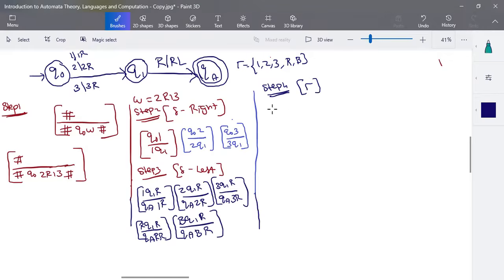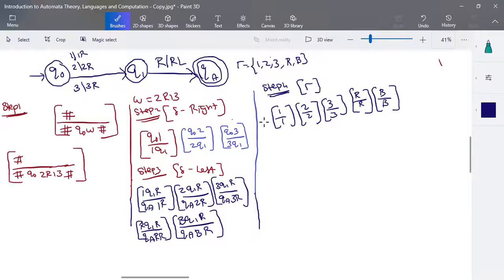Your tape symbols are these. When I have 1 in the tape, 1 1, 2 2, 3 3, and then, not 4, the digits allowed are 1 2 3, and you have R R, and then blank blank. So these are all the possible tape elements, and this is the matching domino for each tape element. Very simple. And step 5 is very important.